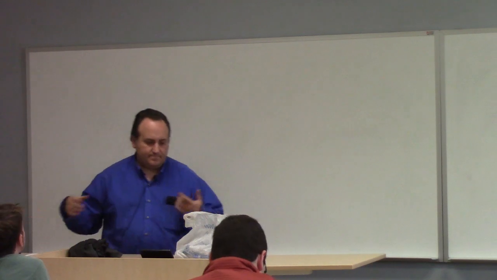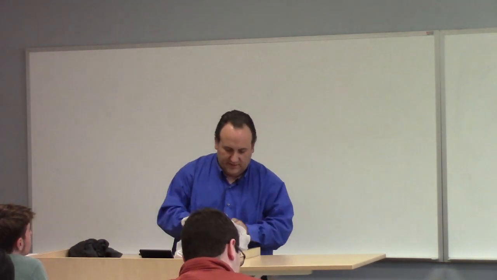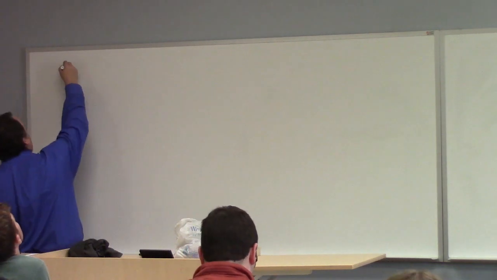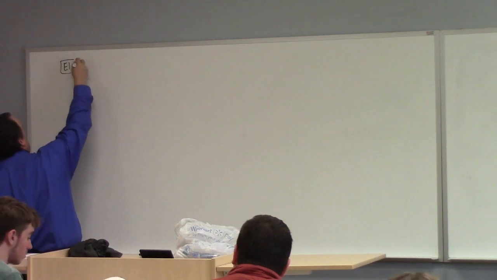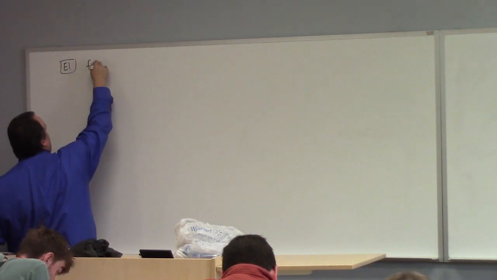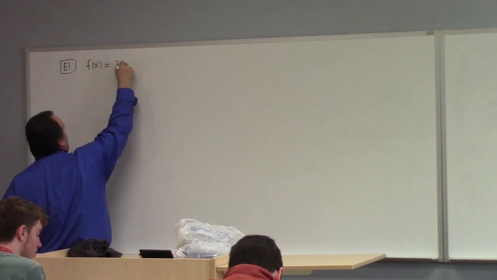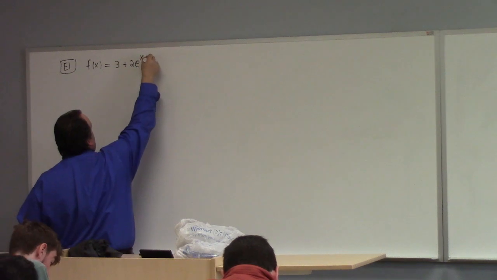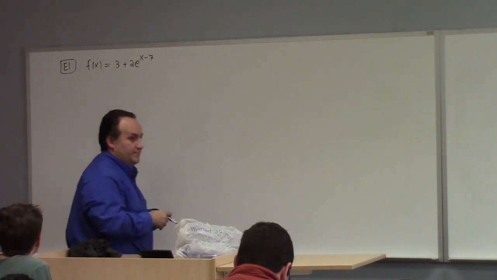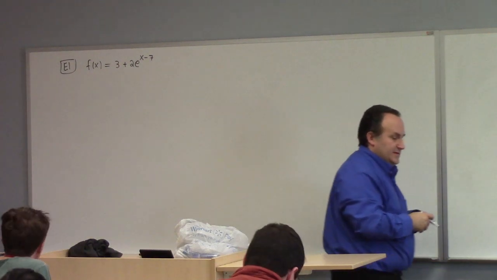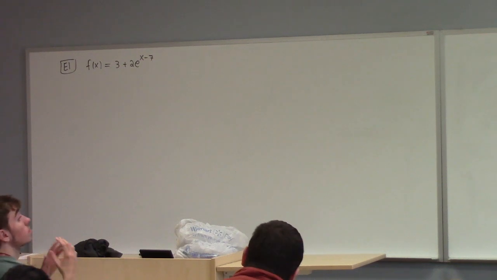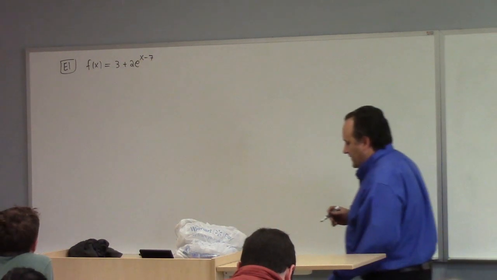We found the formula for the inverse function when the equation was a rational function or an algebraic function. But we could also deal with something like this. Say f of x is equal to 3 plus 2 e to the x minus 7. We can prove that this is a one-to-one function. So what I'd like to do is find the formula for the inverse function.